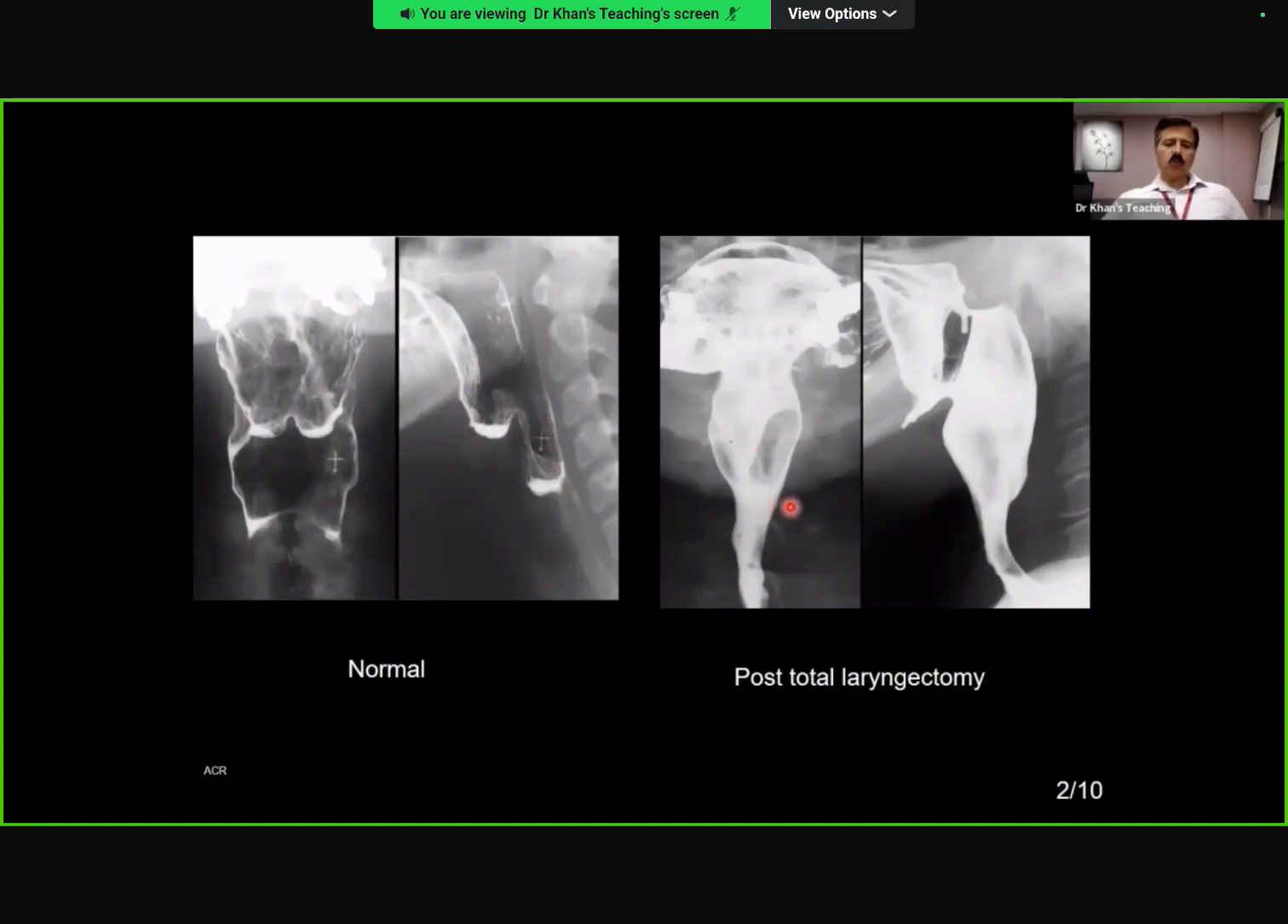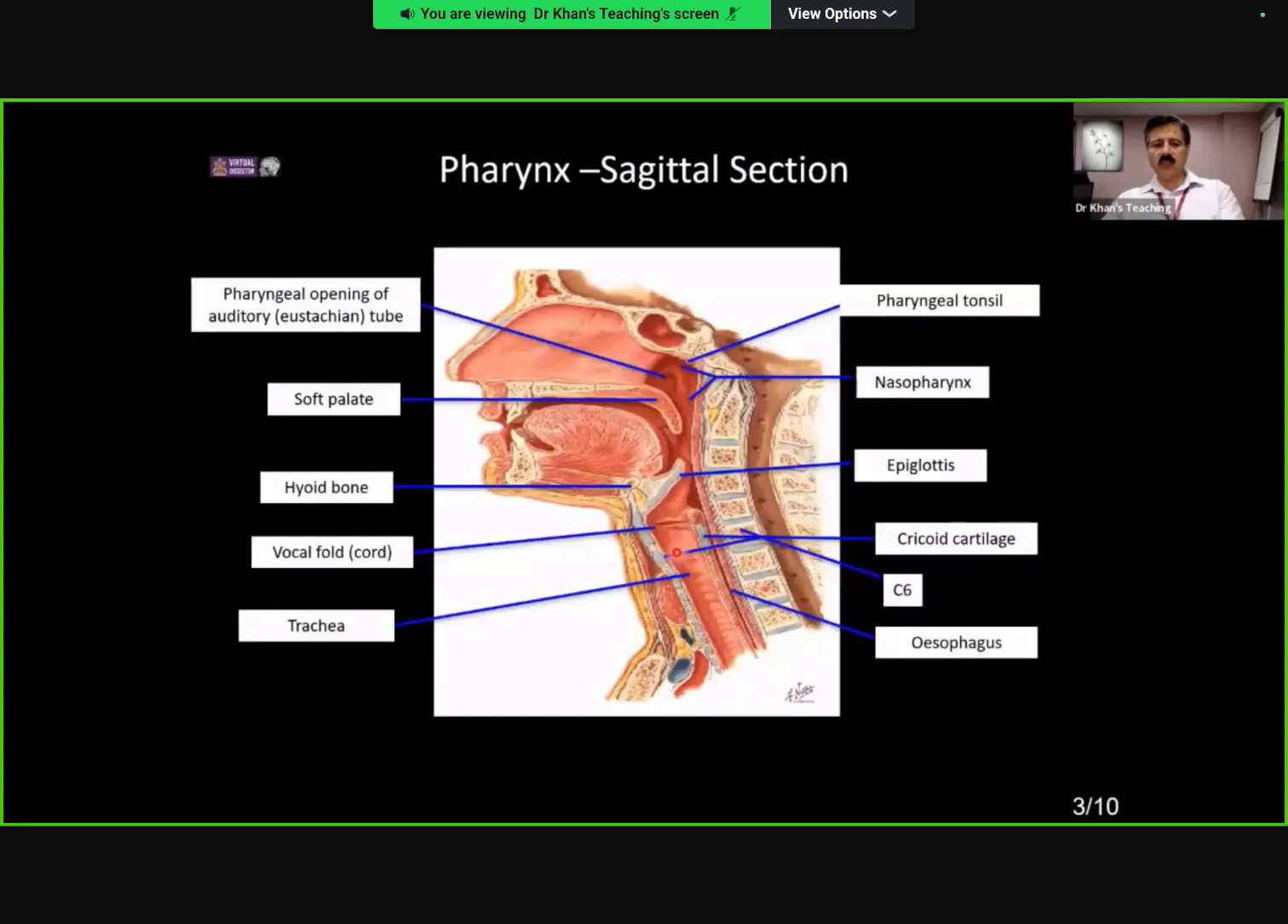This is post-total laryngectomy. Complete anatomy is distorted, and you have to pick this up. You have to tell the examiner what has happened. Look at the hyoid bone, and the hyoid bone is missing. And look at this, it has become a featureless type of an inverted V smooth outline. We will come back to this when I go back to the basics. So let's go back and try to cover the anatomy.